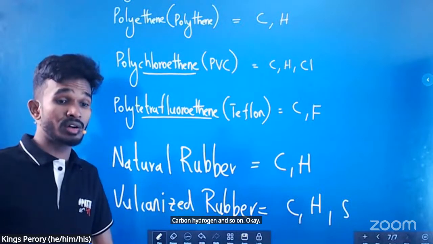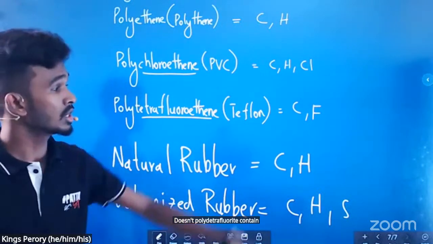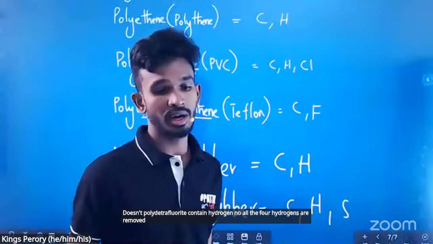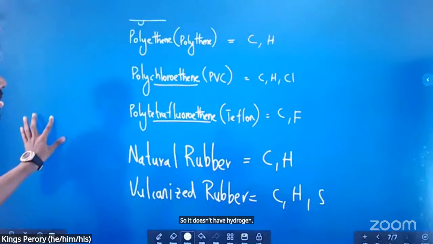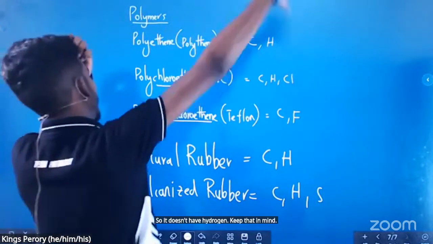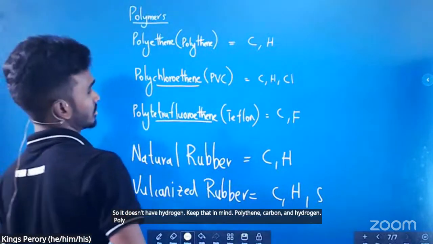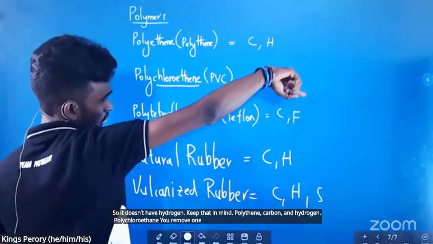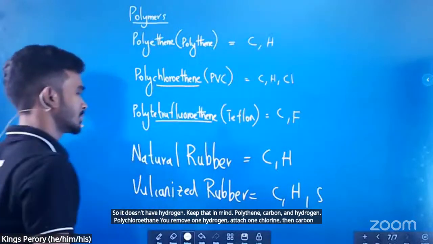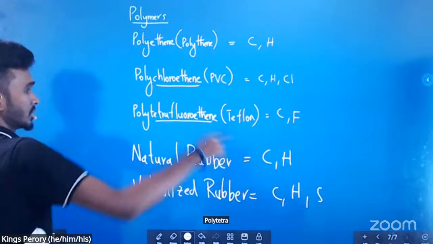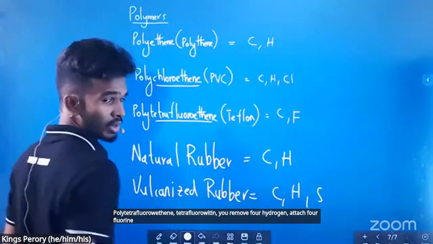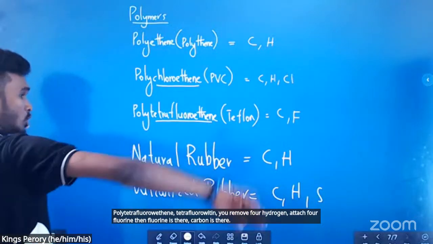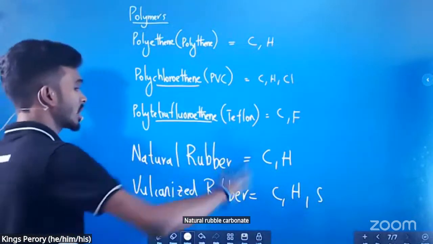Doesn't polytetrafluoroethene contain hydrogen? No. All the 4 hydrogens are removed, fluorine attached. So it doesn't have hydrogen. Keep that in mind. Polythene: carbon and hydrogen. Polychloroethene: you remove 1 hydrogen, attach 1 chlorine, then carbon, hydrogen, chlorine are there. Polytetrafluoroethene: you remove 4 hydrogen, attach 4 fluorine, then fluorine and carbon are there. Natural rubber: carbon and hydrogen. Vulcanized rubber: carbon, hydrogen, sulfur.